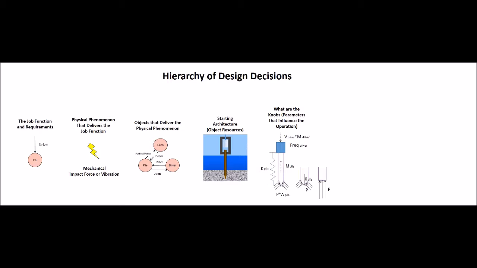Finally, the compressibility and the density of the earth itself plays an important role in how fast the pile can be driven. We don't have much control over these parameters, so we won't show them here. Let's look at the next decision, which is, what can we change to make the pile drive faster? What are the parameters that we have control over?